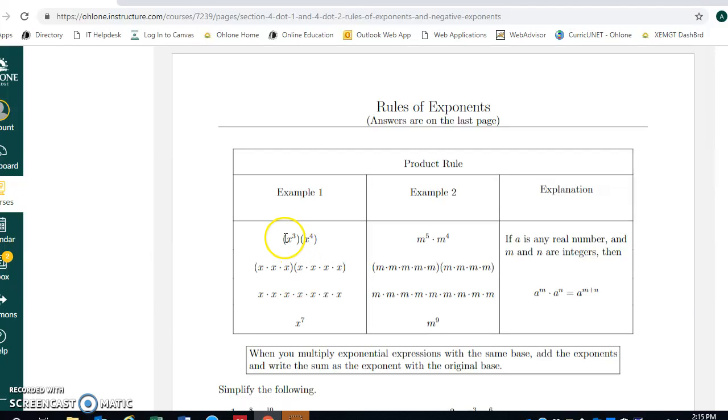So, for example, x to the third times x to the fourth, that means x times x times x times x times x times x times x. And when we look at all that together, we have 7 x's being multiplied together, and so we end up with x to the 7th.